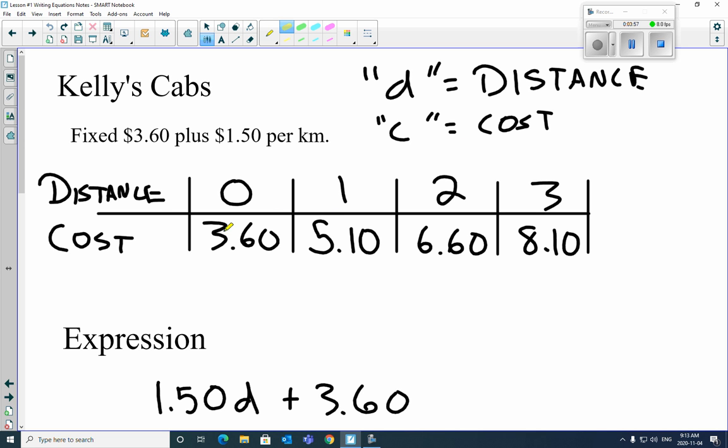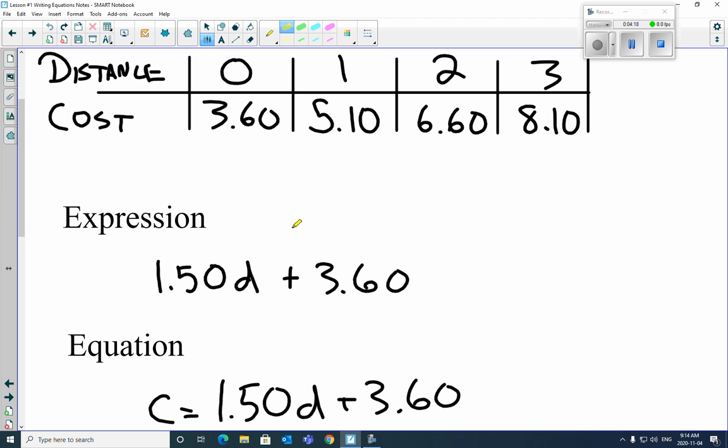Okay, so distance. If we go 0, we still have to pay the $3.60. I know that's not really going to happen. You're not going to get in a cab and then decide, no, I'm going to get out of the cab and pay the $3.60. That's a waste of money. If you go 1 kilometer, it's the $3.60 plus $1.50, which is $5.10. If you go 2 kilometers, it's $1.50 times 2, which is $3, plus $3.60, $6.60. And you can see the pattern goes up here. So the expression here is $1.50 times the distance. That is your variable cost, plus your $3.60. That's your fixed cost.